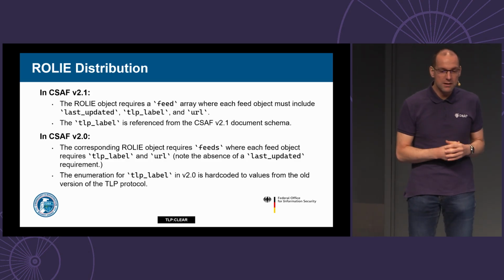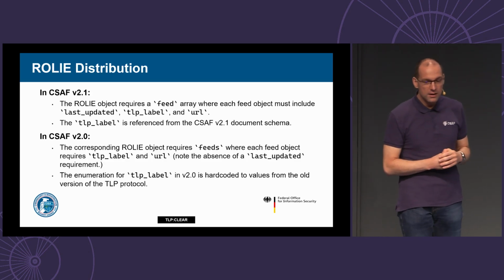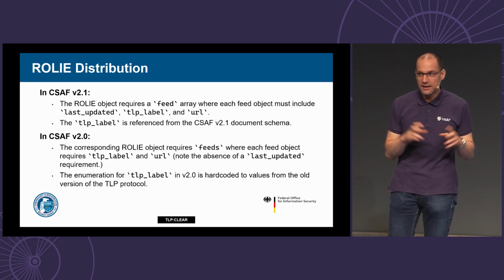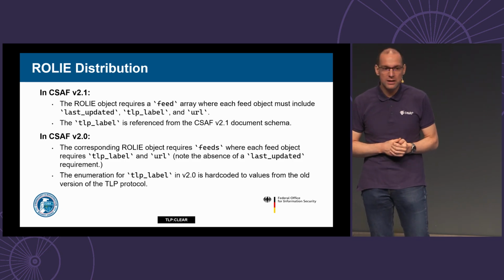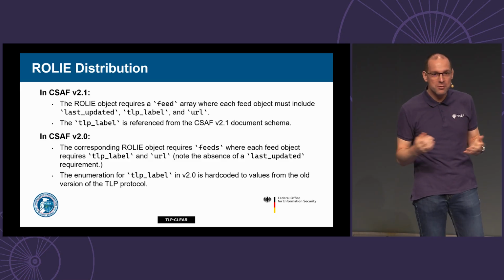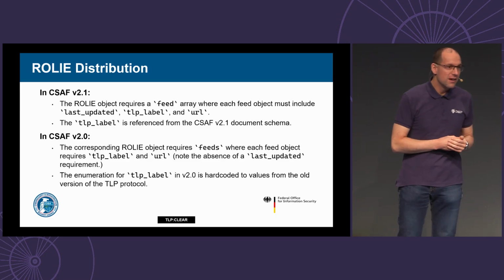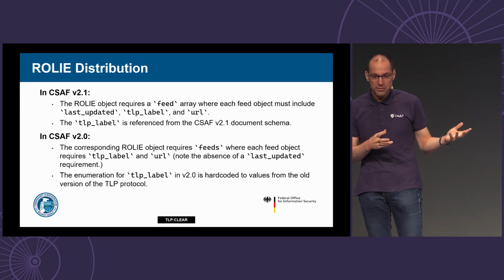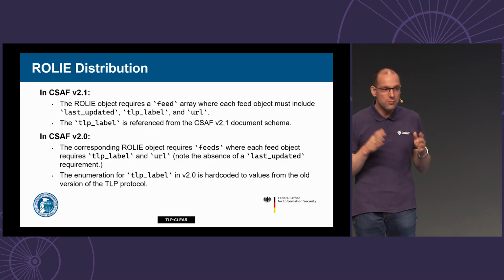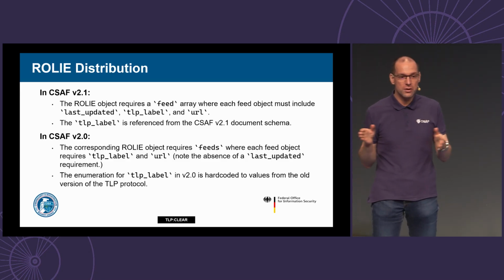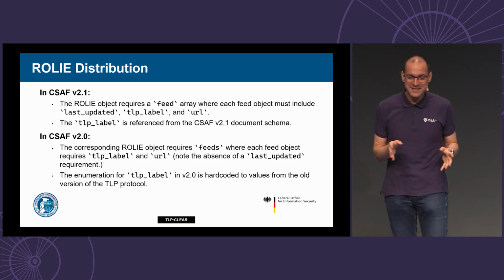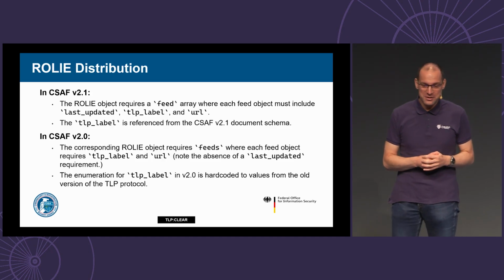Also, we did some updates to the ROLIE distribution. The TLP label had previously the unlabeled option, and we realized that was a really bad idea. But it was necessary as TLP wasn't required in CSAF 2.0. So as we got rid of that, we also were able to fully switch from TLP 1.0 to TLP 2.0 in CSAF 2.1.